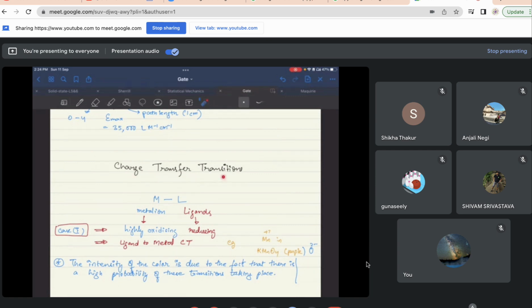So the charge transfer transition, particularly the LMCT, if we talk about, it is between the metal orbitals and the ligand orbitals. When the metal is in a highly oxidizing state and the ligand is in a reducing state, then this case will be referred to as ligand to metal charge transfer. And the example for that, as we have discussed, is KMnO4, where O2 negative is highly reducible, and the intensity of the color is due to the high probability of this transition taking place.